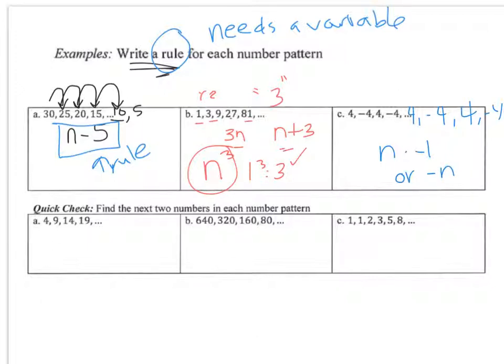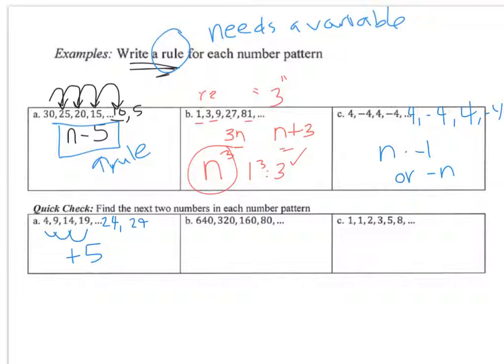Next one, find the next two numbers in each pattern. How am I going from 4 to 9, 9 to 14, 14 to 19? The pattern is I'm adding 5. So I need to add 5 to 19, so it's 24, 29.